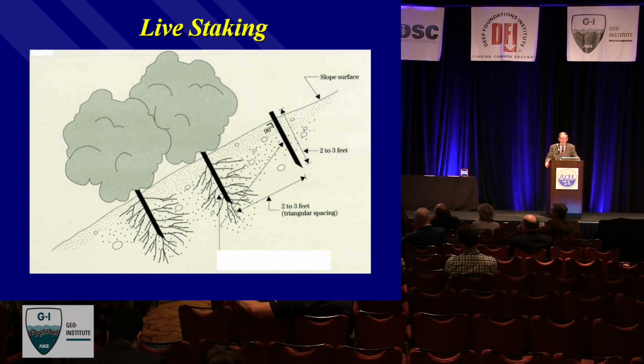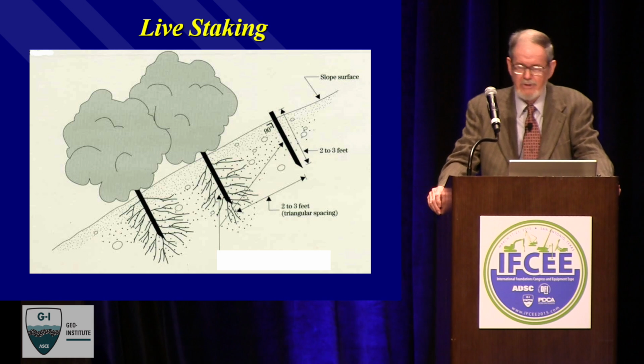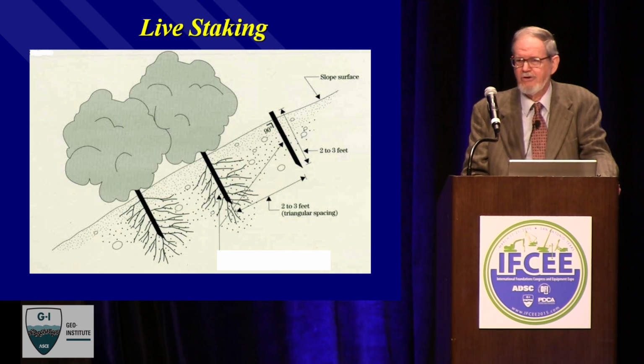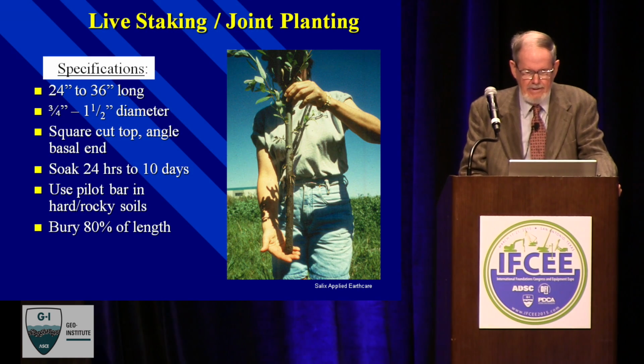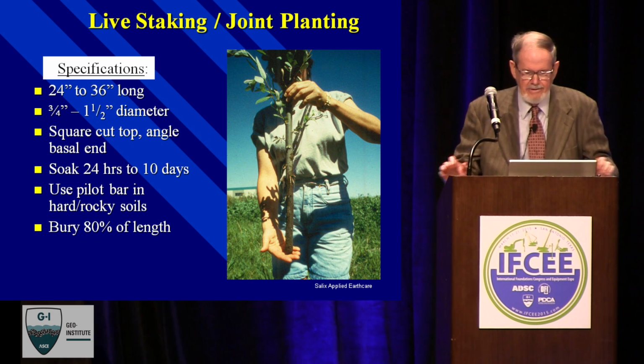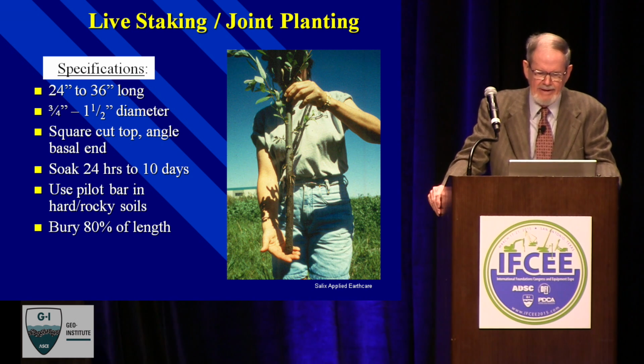Live staking is perhaps the most common and widely used technique. It can be employed also with other measures, such as erosion control blankets and netting. Here are the specifications for live staking or joint planting. We're basically talking about stakes about 2 to 3 feet in length, an inch or so in diameter.